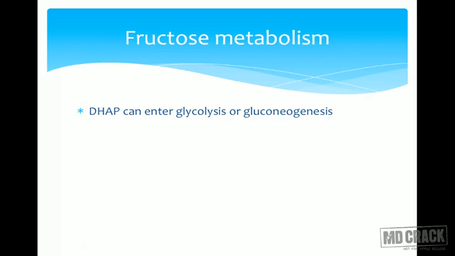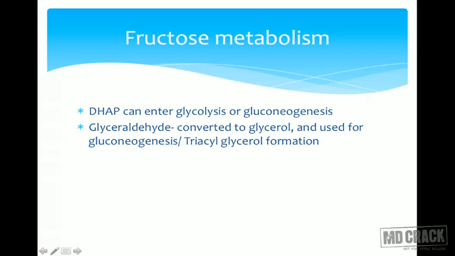It can go into the glycolytic pathway or go into gluconeogenesis. But glyceraldehyde is converted to glycerol, and glycerol can be used for gluconeogenesis. So in a diabetic, again, it has gone back and produced more glucose, or more importantly, it can form the substrate for triacylglycerol formation. Triacylglycerol means there is more fatty acid formation, more LDL formation, and it becomes more atherogenic.